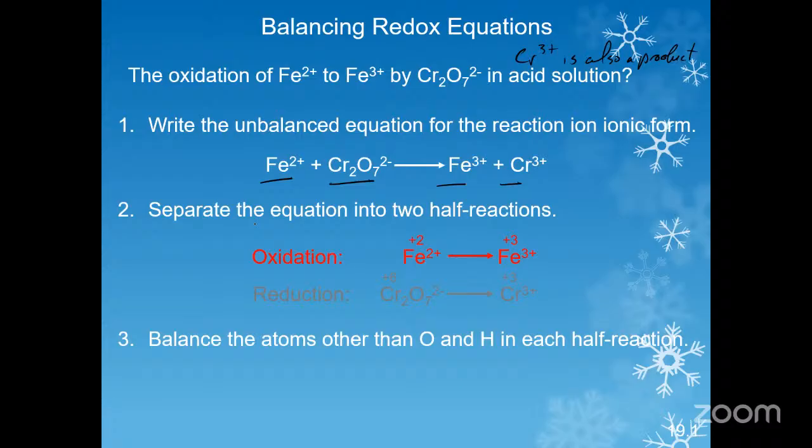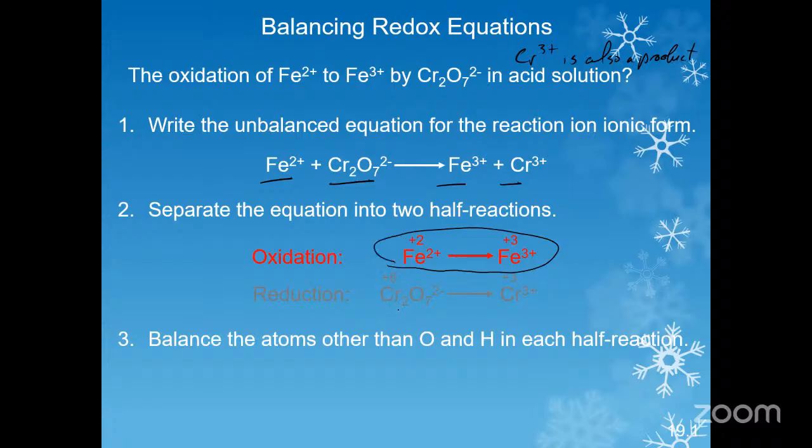We balance oxygens by adding water molecules to the side which is deficient of oxygens, and we add enough water molecules to that side until we end up with a balance of the oxygens. So what does that mean? In the case of the first half equation, there are no oxygens there, so we don't need to balance any oxygens.